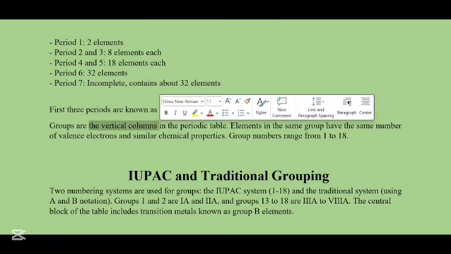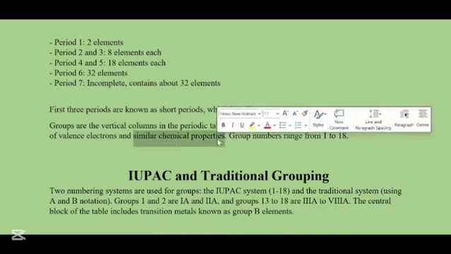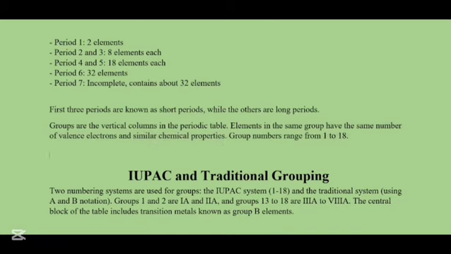Groups are the vertical columns in the periodic table. Elements in the same group have the same number of valence electrons and similar chemical properties. The group numbers range from 1 to 18.